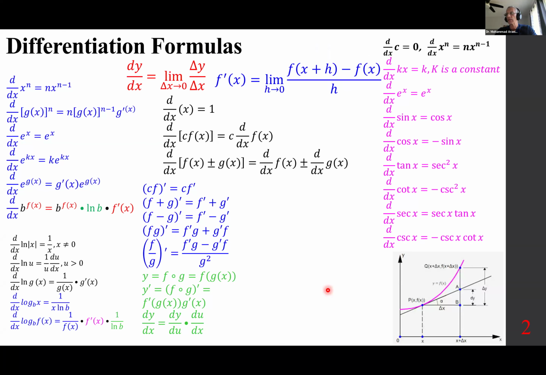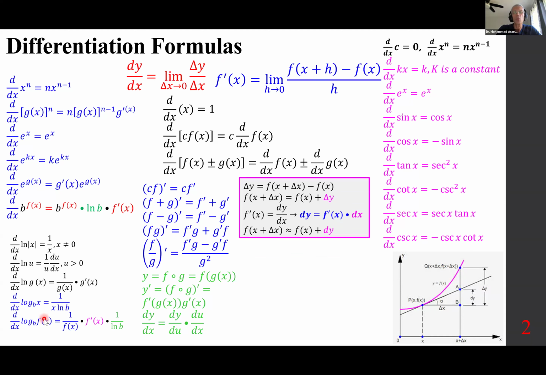First and foremost, let's remind everybody of differentiation formulas. You've seen many of them, and we have the definition, the basics, the product rule, the quotient rule, composite function, the chain rule, exponential and logarithmic rules.